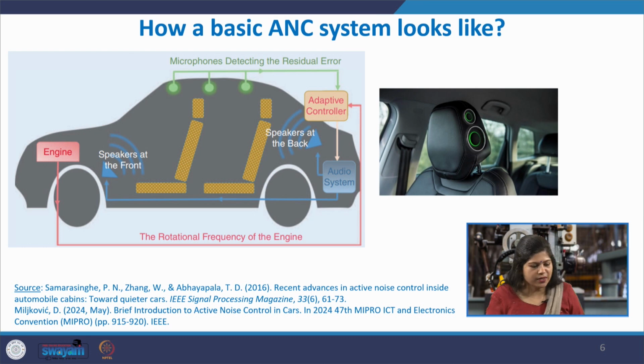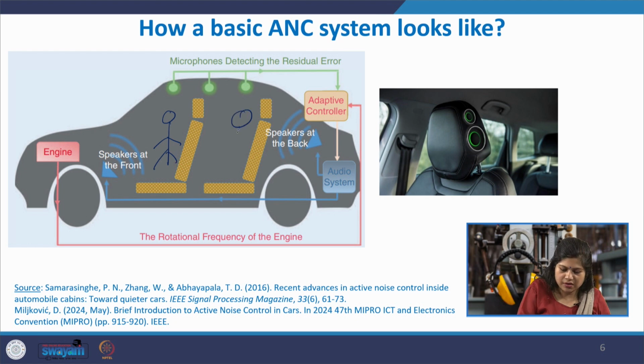This shows one such example where you have got a speaker at the front. Your passengers sitting in these seats are of interest. You want to cancel the noise near the ears of these passengers. Whatever the noise sources are, let us say the engine and this part is creating a lot of noise, you can have some mechanism. And this is your space of interest.